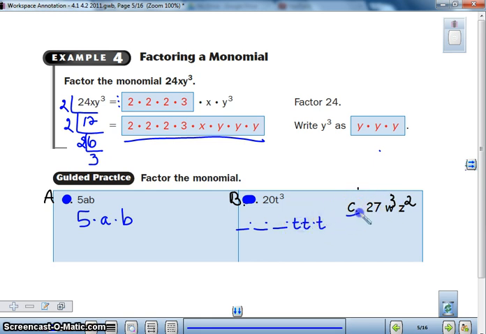Also, I would have you do letter C, 27w to the third, z to the second, and we will check that tomorrow in class.